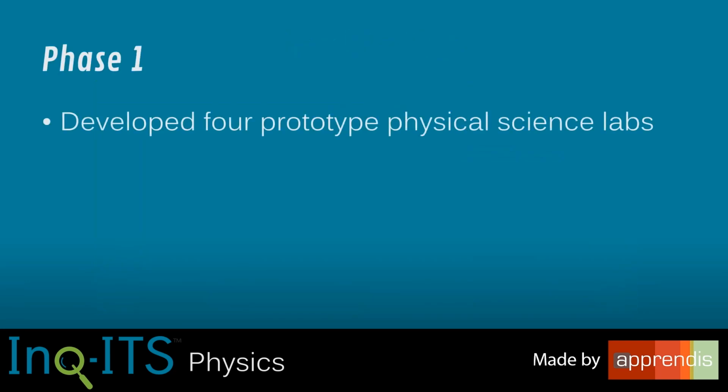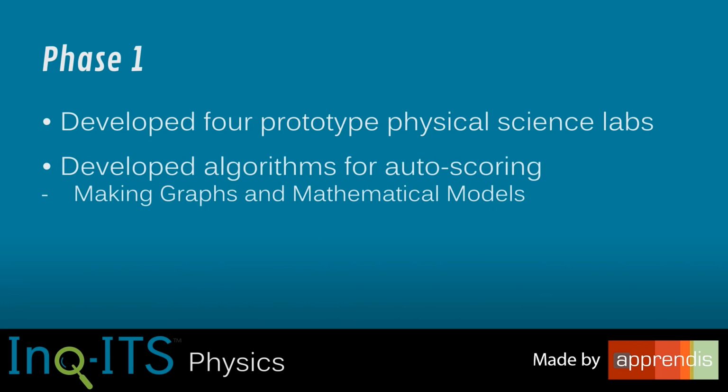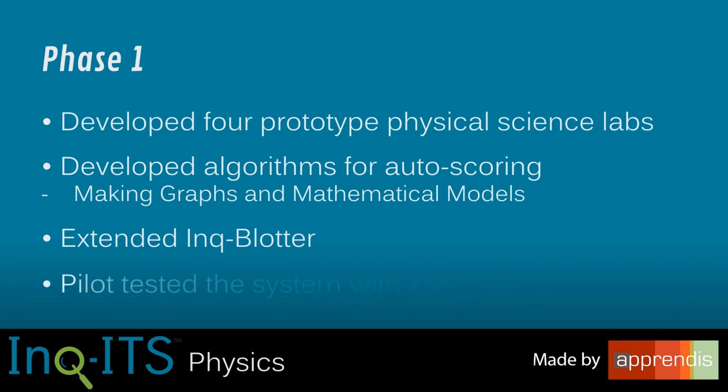In Phase 1, we developed 4 prototype physical science labs around one science topic, in which students apply mathematics as part of their inquiry. Developed algorithms for auto-scoring 2 critical aspects of using mathematics, namely making graphs and mathematical models. Extended Inq-Blotter to provide alerts for teachers when students struggle at these competencies. Pilot tested the system with 5 teachers and 198 students to determine usability and initial feasibility.